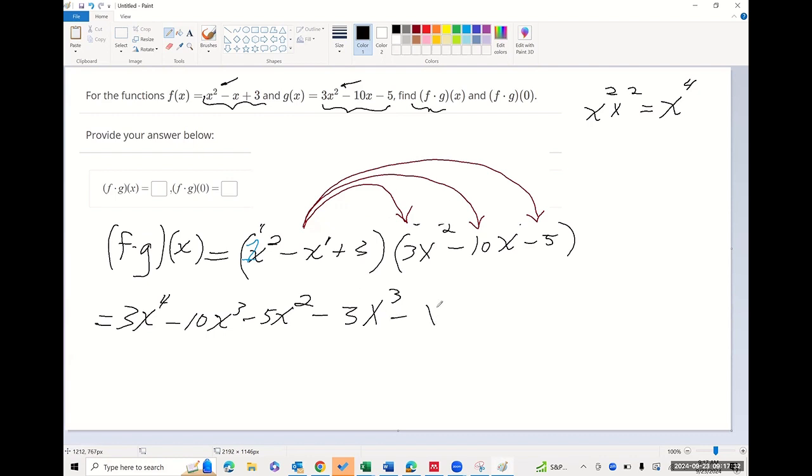Negative x times negative 10x is positive 10x squared. Then minus x times minus 5 is a plus 5x. Let's get rid of those arrows.